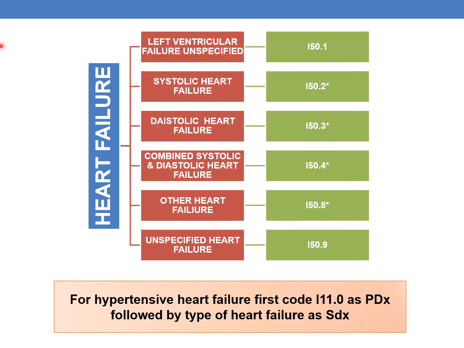So whenever hypertension is associated with these conditions, either unspecified heart failure, systolic heart failure, diastolic heart failure, combined systolic and diastolic heart failure, other heart failure, or left ventricular failure, in all these conditions, first you need to code I11.0. For hypertensive heart disease with heart failure, first code I11.0 as PDX, followed by the type of heart failure as SDX. This is the ground rule.